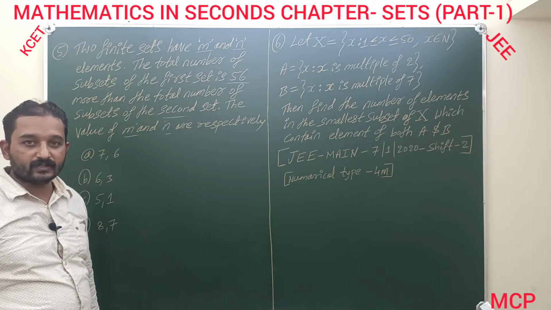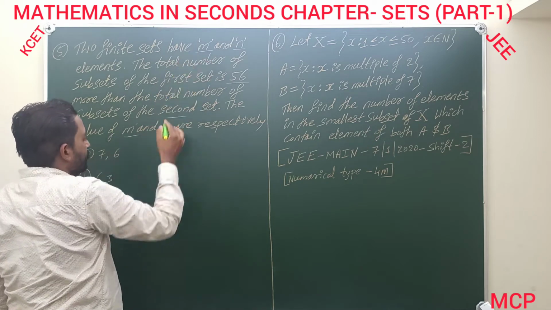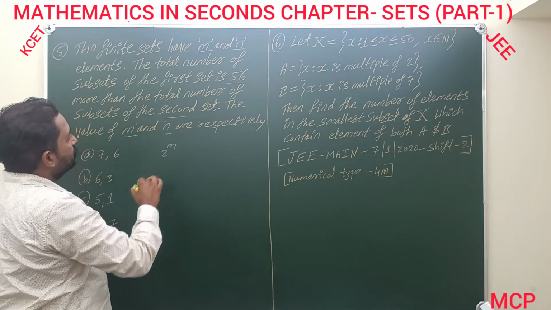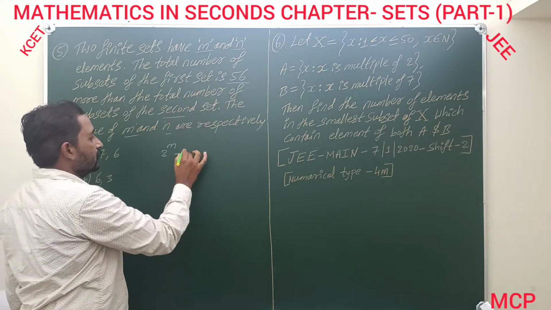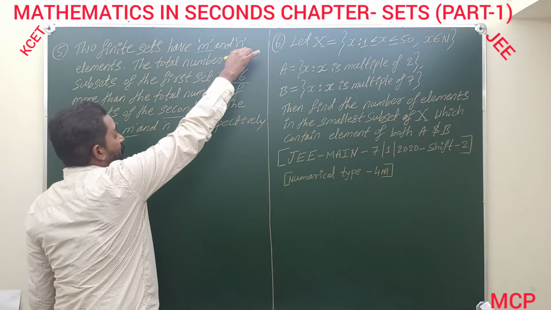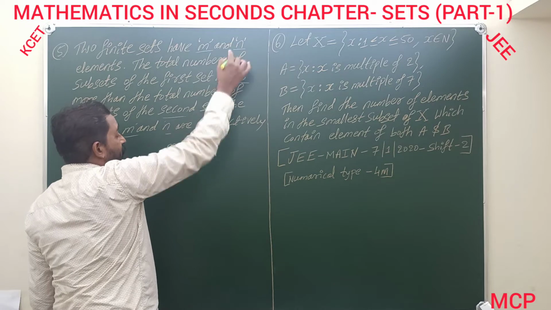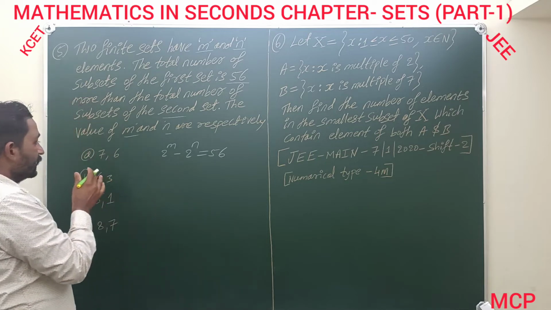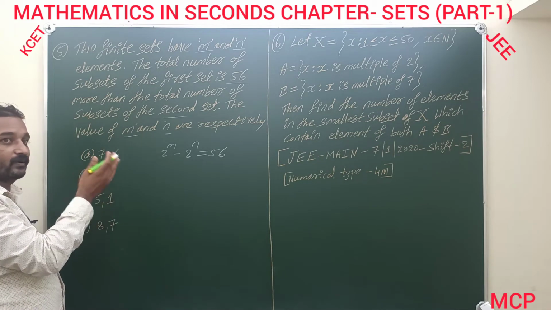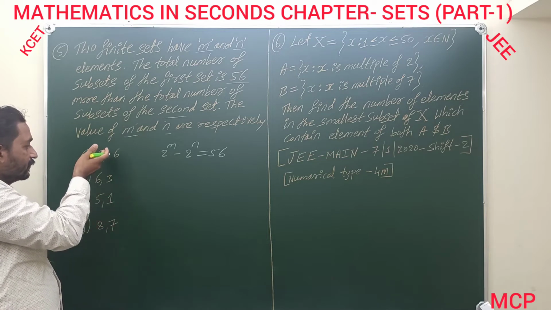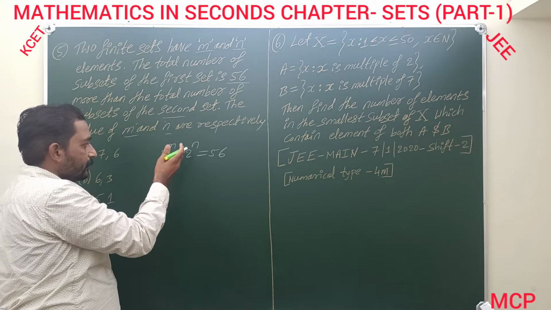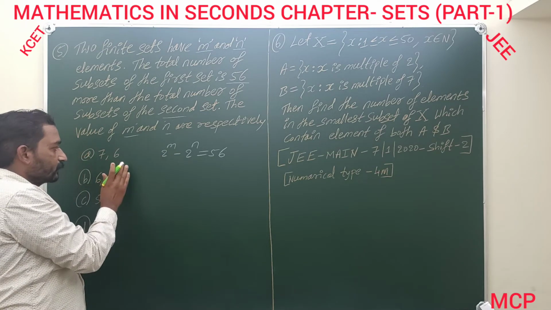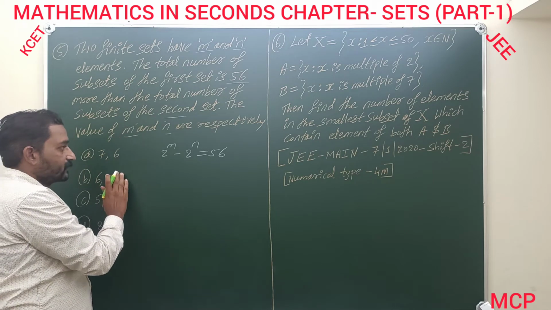Easily we can find it by using the shortcut method. The first set has m elements, so its number of subsets is 2 power m. It is more than the second set's by 56. The second set has n elements, so its number of subsets is 2 power n. So 2 power m minus 2 power n is equal to 56. Here, we use the method of substituting the options into the question. The options are given with m and n values. We cannot find the m and n values using this equation, so we can easily find m and n by substituting the options into the question.